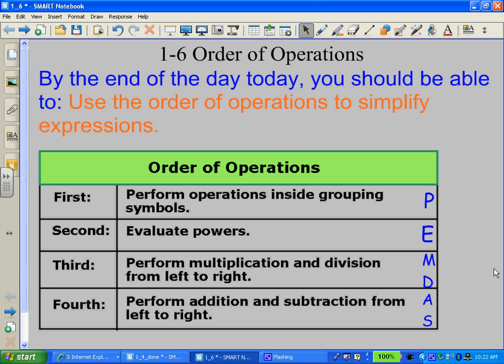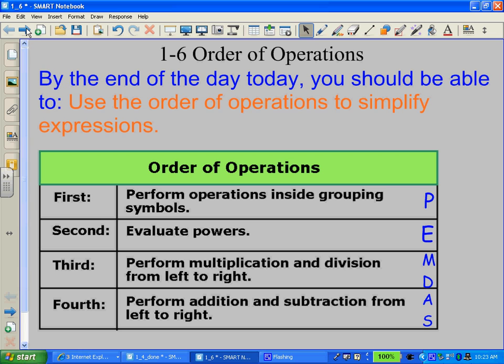It's important to remember that because lots of people think that multiplication comes before division, but the truth is they're kind of grouped together. So when we have multiplication and division, we perform them from left to right. And the same is true for addition and subtraction, the A and the S of PEMDAS. Again, when you have addition and subtraction in a problem, you're going to perform it from left to right.